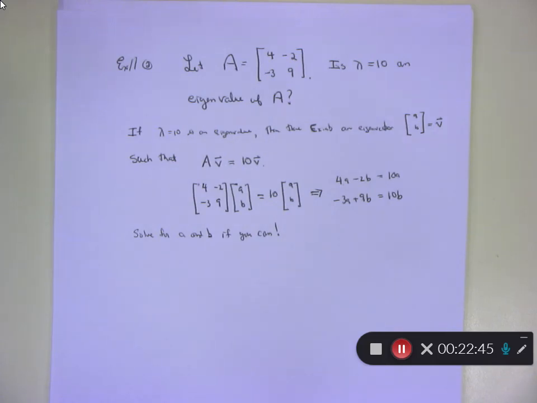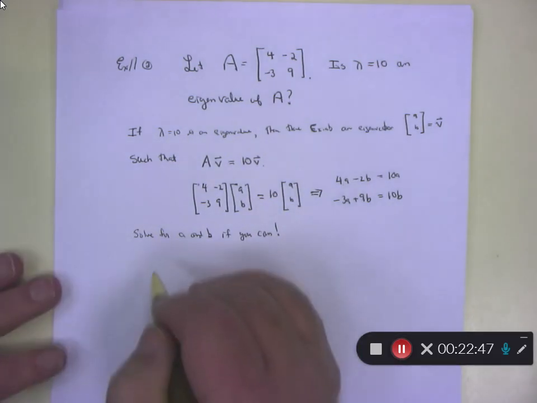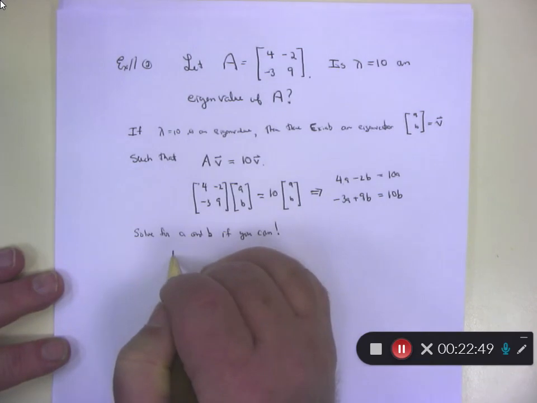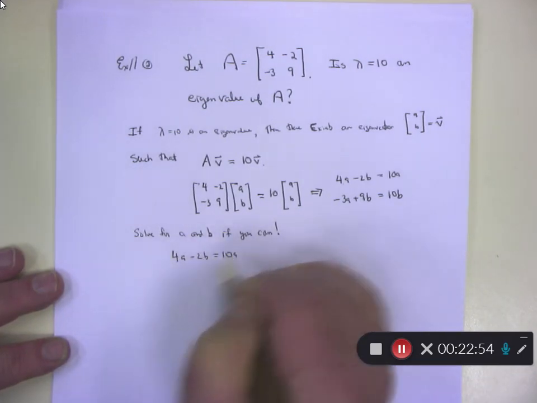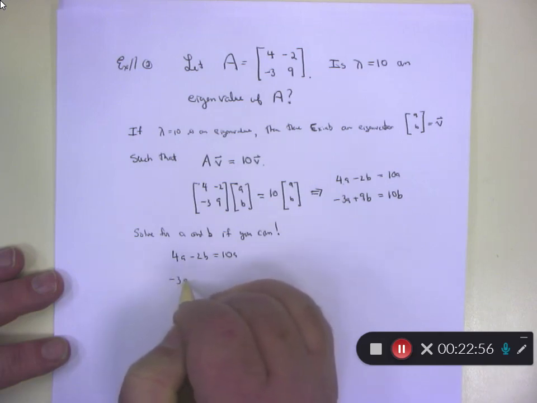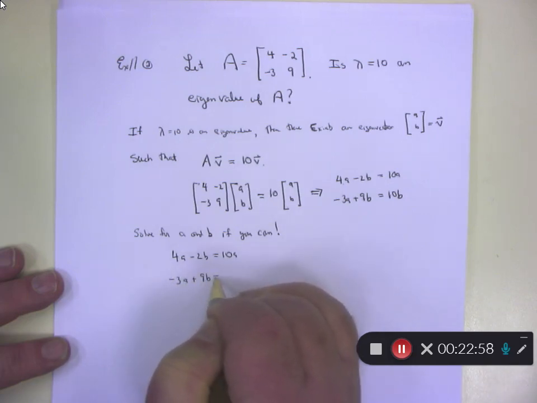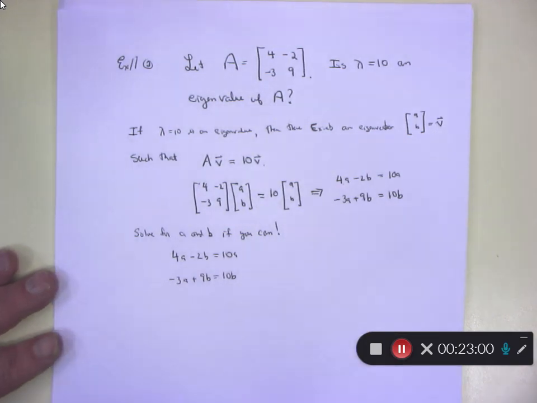So, can you solve this guy? How would you solve this? Come over here. Solve for A and B if you can. 4A minus 2B equals 10A, and I got the equation -3A plus 9B equals 10B. How would you solve for A and B?